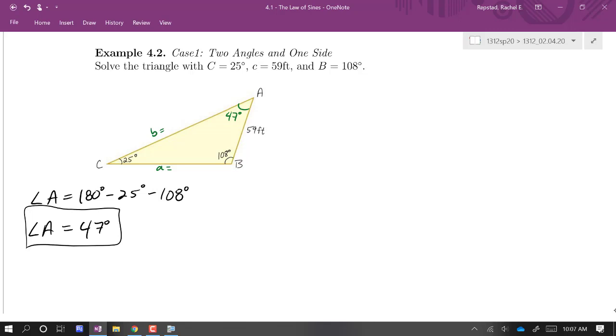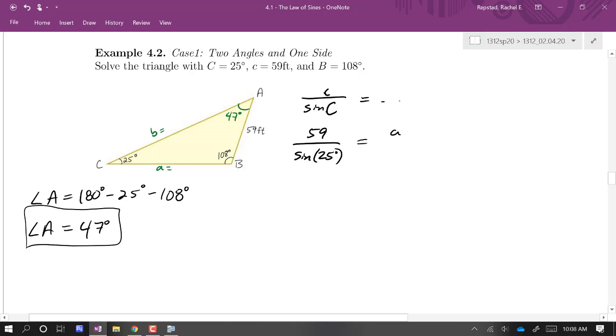Sine, right, well, 59 over sine of 25 equals. Oh yeah, so let me do this first. But then you're right. So C over sine C is 59 over sine of 25. And then what's on the other side of this? A over sine of 47, yes.